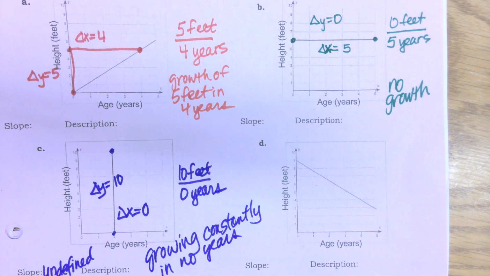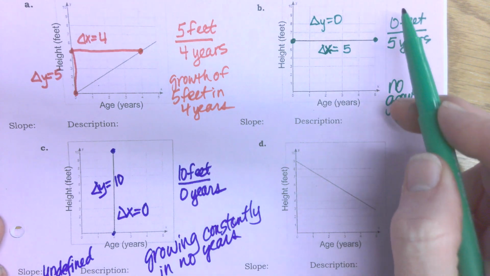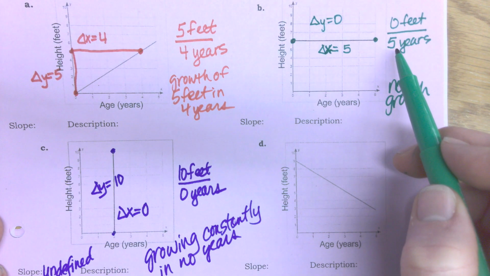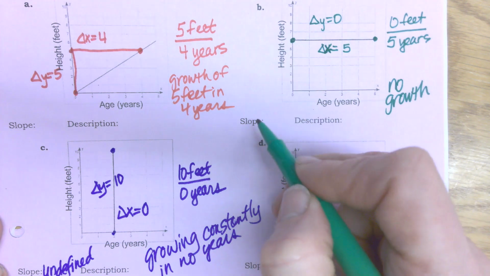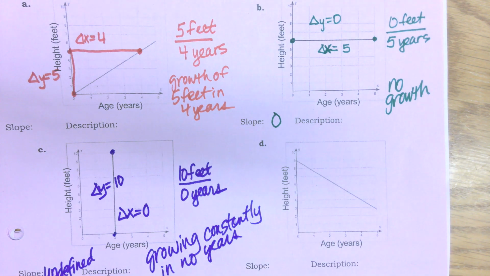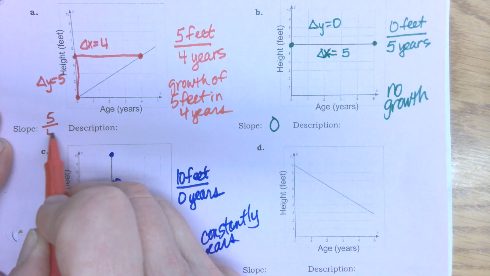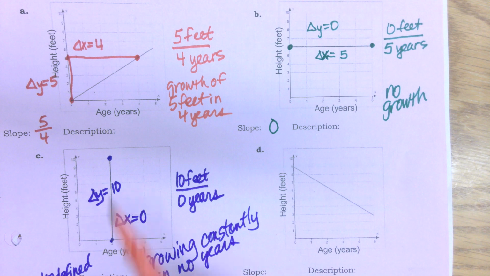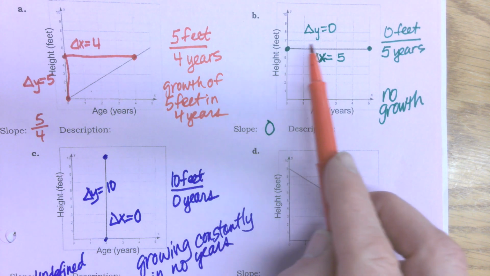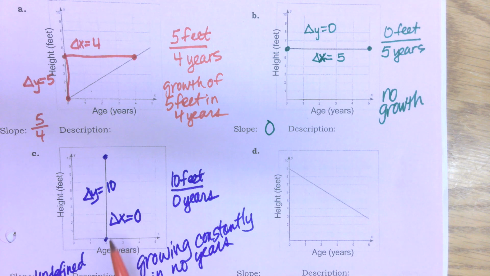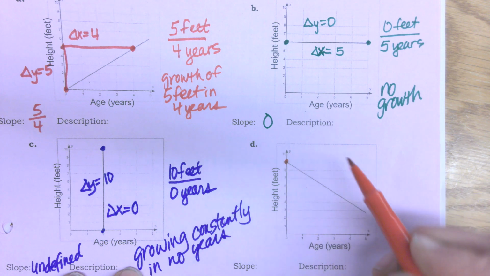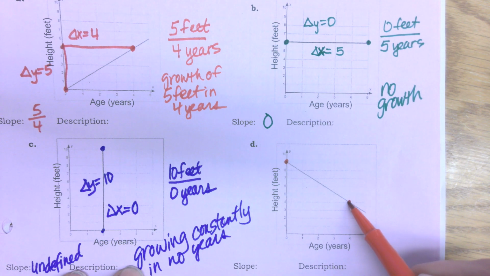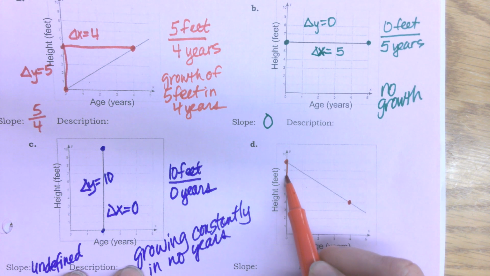Going back to B, what would I call the slope for B? Is that undefined? No. What's 0 divided by anything? 0. So that would be a slope of 0. If I go back to A, what's the slope? 5 over 4. Okay, A was rising, B is flat, C is undefined. What about D? I'm going to try to find points that intersect at a spot, it looks like here. What's delta y?